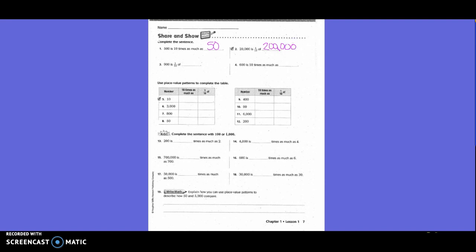Okay. Number 3, 900 is 1/10 of. So they want to know what the little part 900 is of a bigger number, right? So instead of finding 1/10, I'm going to add another 0. So my answer is 9,000.